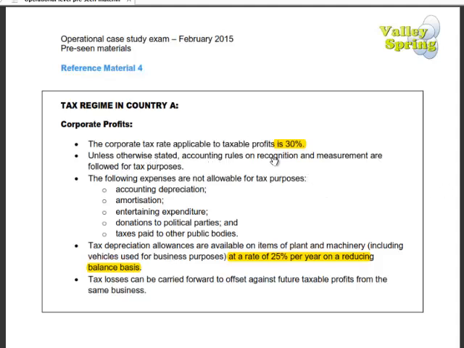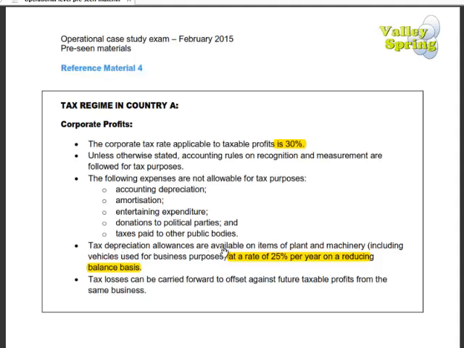Unless otherwise stated, accounting rules on recognition and measurement are followed for tax purposes. These things are not allowed for tax purposes, pretty much like in Australia: accounting depreciation. We need to use tax depreciation, amortization, entertaining expenditure, and so on. This is of interest to me.